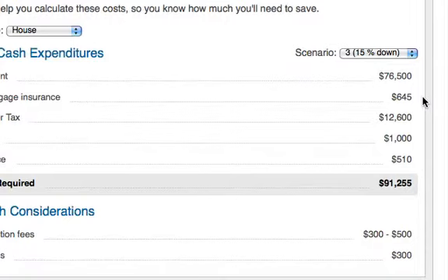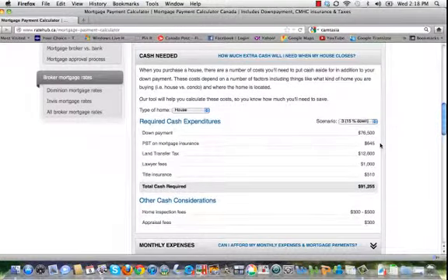So as you see here, the total cash required for this scenario is $91,255. So that means if you're considering buying a house at $510,000, you're going to have to save up $91,255. Other cash considerations like home inspection fees between $300 and $500 and appraisal fees of $300. So you could tack that on to $91,000, it could be close to $92,000.